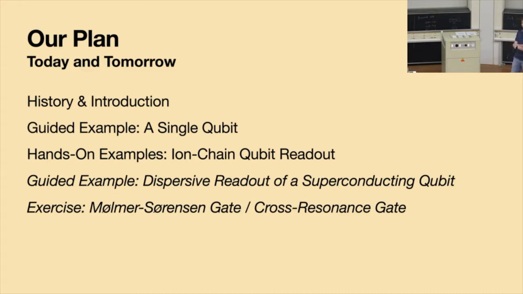And tomorrow, that's the stuff that we have here in italic, there's going to be another guided example about a dispersive readout procedure, a semiconductor qubit setup. And then we'll have the exercise, the takeaway workbook that you will go home with: either program the Mølmer-Sørensen gate or the cross-resonance gate. Again, one is for the ion platform, and the other one is for the superconducting qubit platform.